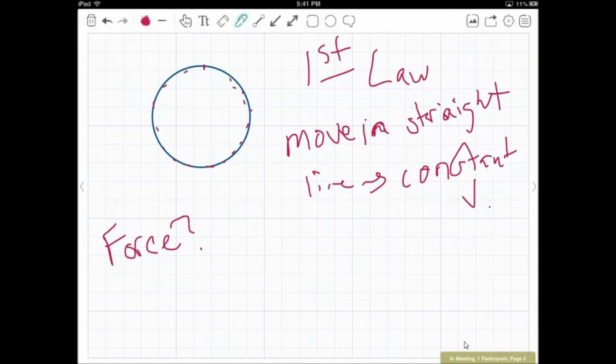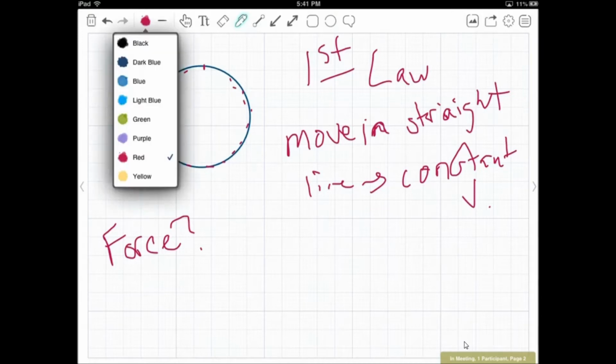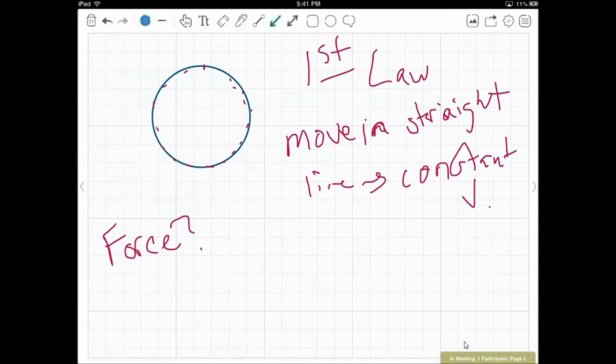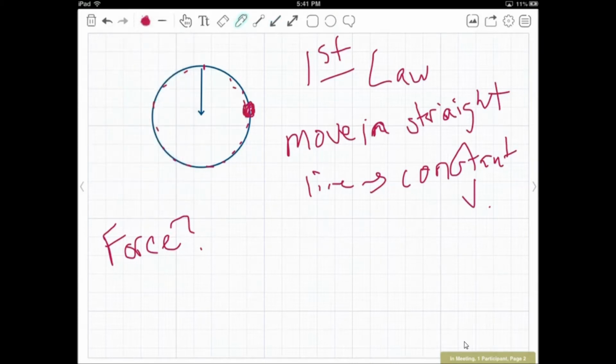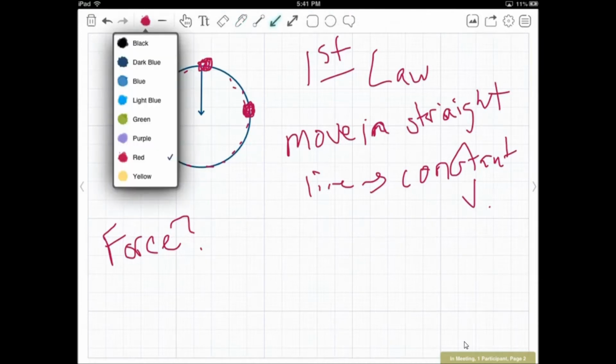The answer is, to keep an object moving in a circle, the force has to point, if this is my object, the red dot, the force has to point into the middle of the circle. So regardless of where my object is, if I move it over here to this side, for example, here's where it was initially. If my object's over here, now the force must still point into the center of the circle.